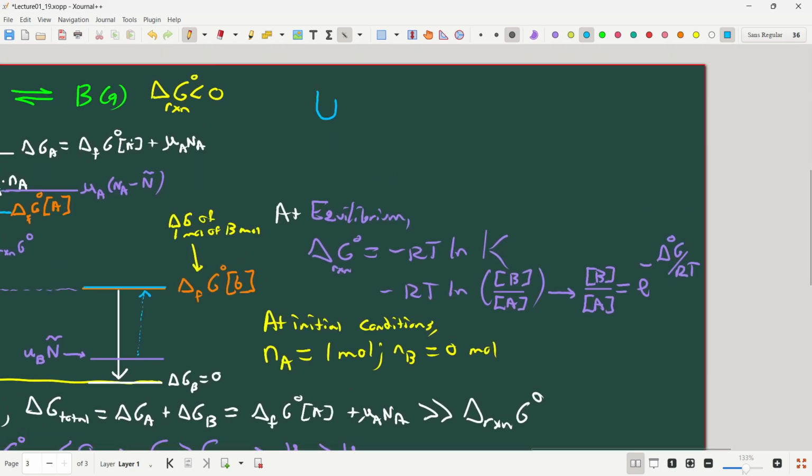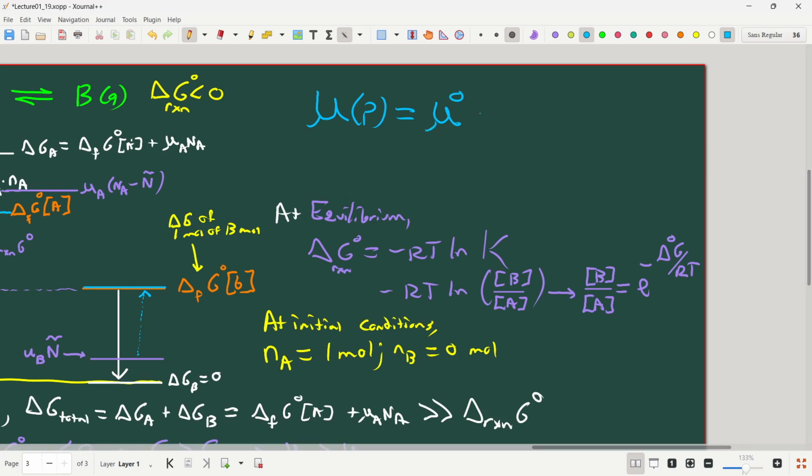Remember that the chemical potential at some pressure is the standard chemical potential plus RT times the log of the pressure of that material divided by the standard pressure. So as the number of particles of B increases, the chemical potential of B is increasing because P is increasing. So mu B is increasing with value as B increases. So the amount of energy each B molecule brings to the table gets larger and larger as B increases.